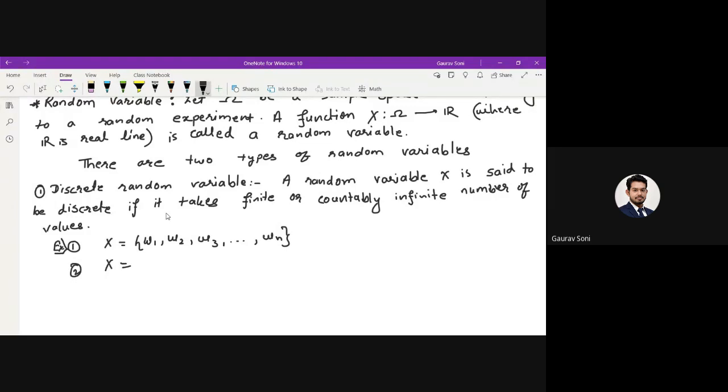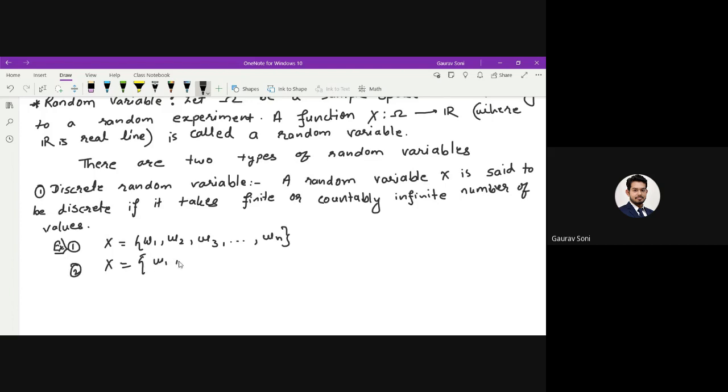Which is the other type which can be considered? Countably infinite. Can you tell me a set which is countably infinite? Can you define a set which is countably infinite? Set of whole numbers. Set of integers.